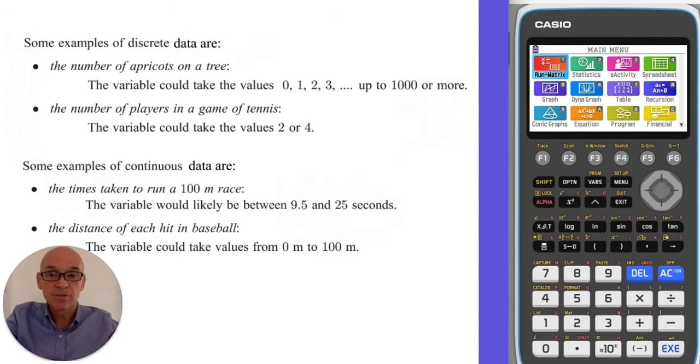Further examples of discrete data could be the number of apricots on a tree, again whole numbers, or the number of players in a game of tennis, 2 or 4. And further examples of continuous data could be the time taken to run a 100-meter race, or the distance hit in a baseball game.